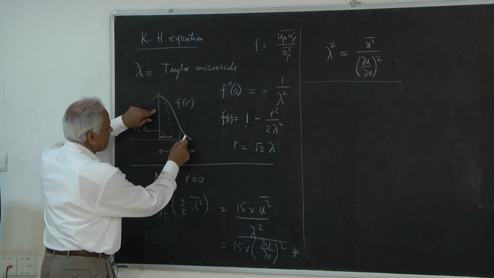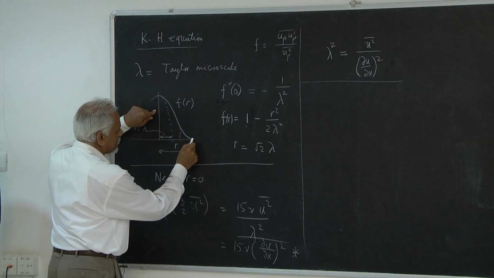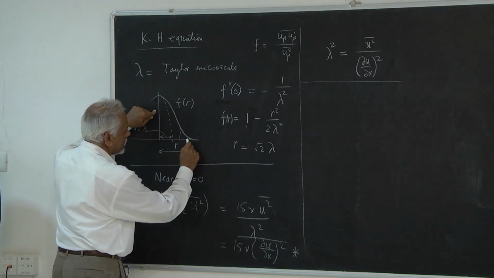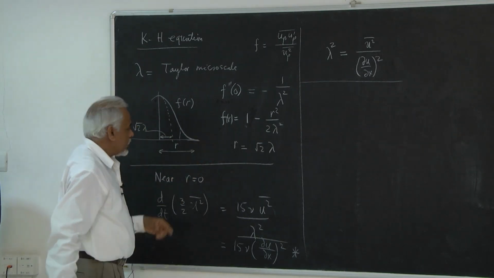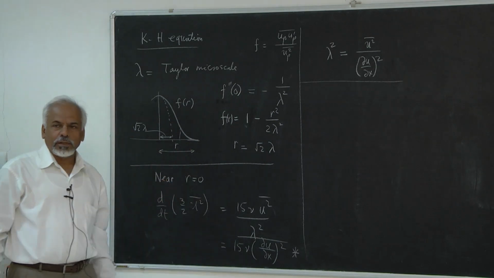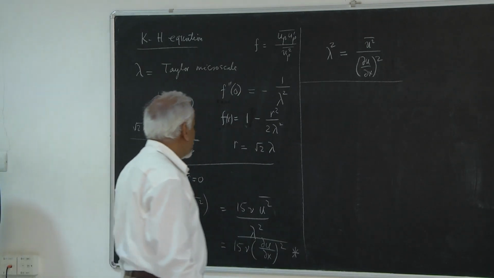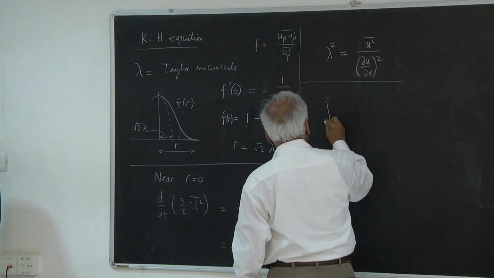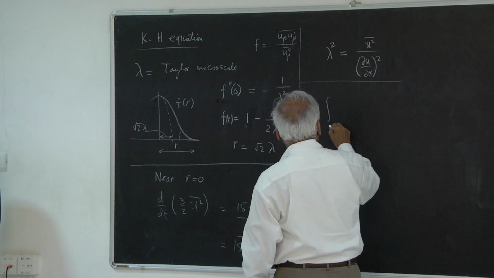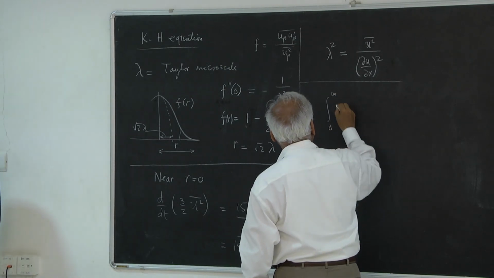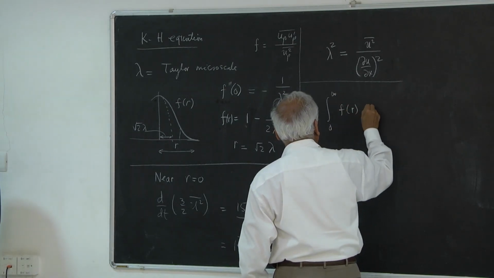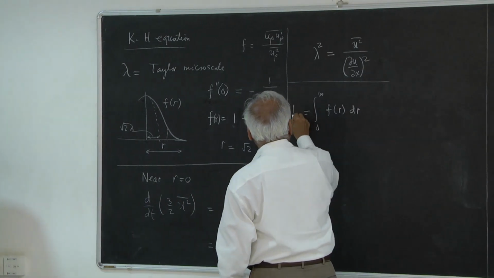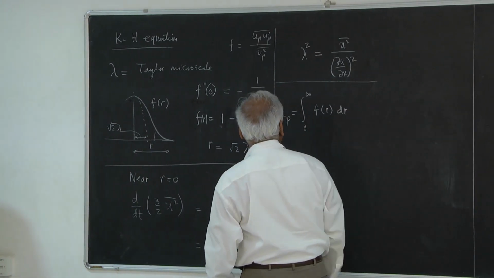However, as you might imagine, this function goes down to 0 in a very smooth way, and this distance is not a very easy thing to define. So one instead defines a much more specific thing, which is the integral from 0 to infinity of f(r) dr, and you call this, say, L_P.